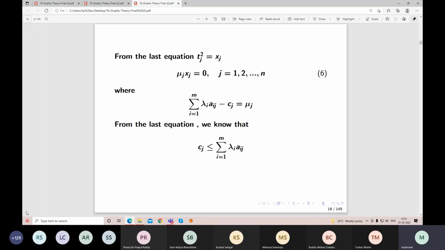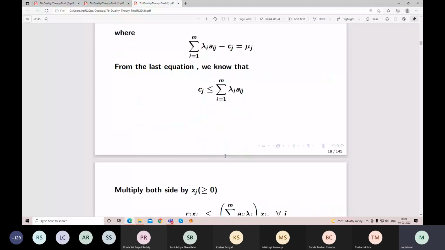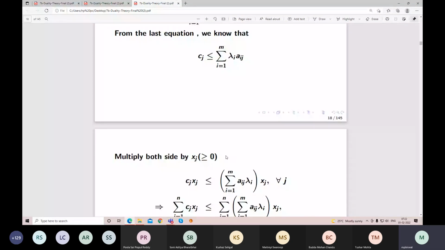Because you see what I am doing here. The right hand side is mu j. Take this cj to the right hand side, so this will be greater than or equal to cj. The left hand side is more and the right hand side is less. So I am changing the side: right hand side is more, left hand side is less. Once you have got this, now we are going in a backward manner.